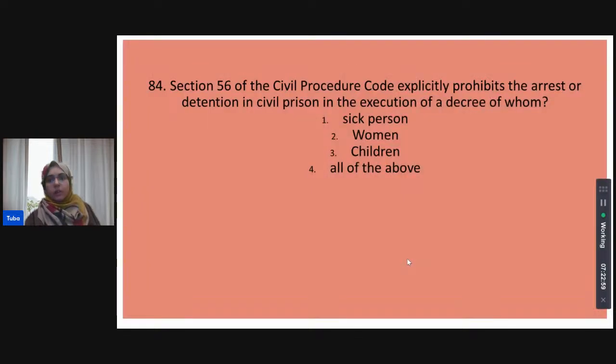Next, 84 states Section 56 of CPC explicitly prohibits the arrest or detention in civil prison in the execution of a decree of whom? Is it for sick people, for a woman, for children, or all of the above? The prohibition of detention in civil prison for the execution of decree.